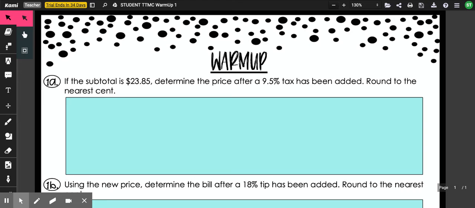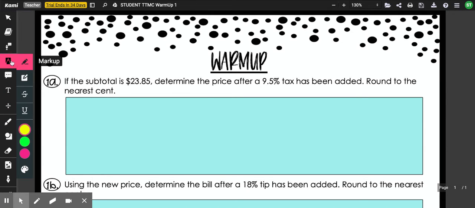So, warm up question number one. It says if a subtotal is $23.85, determine the price after a 9.5% sales tax has been added. Round to the nearest cent. So, this question is asking me to determine the final sales price of something given a subtotal.